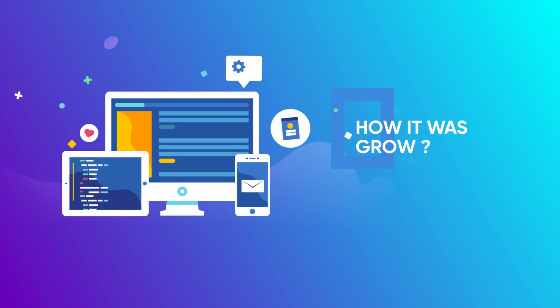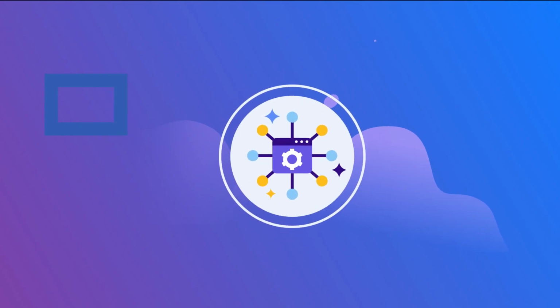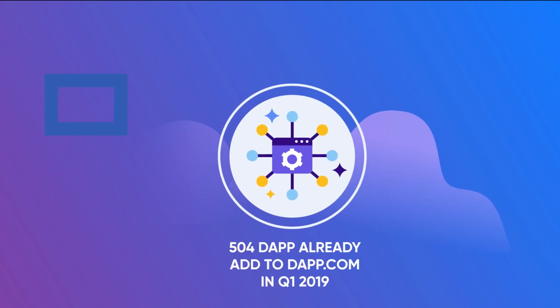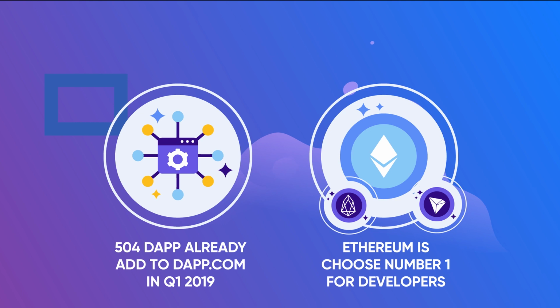Next, let's spare some minutes to find out about the DApp current state, how it has matured. In the first quarter of 2019, a total of 504 DApps were added to DApp.com, with Ethereum-based DApps dominating and accounting for more than half of the newly listed DApps. It shows that Ethereum is still the number one choice for developers to build their DApp on. At the same time, we have also seen a trend in multi-chain developing, as many Ethereum DApps expand on multiple chains, such as Ethereum plus EOS or Ethereum plus Tron.